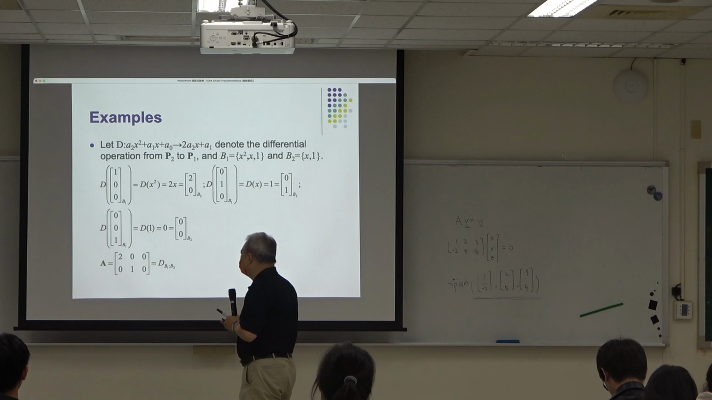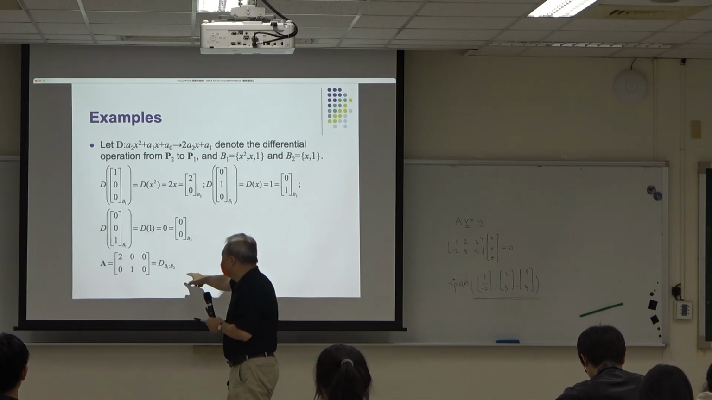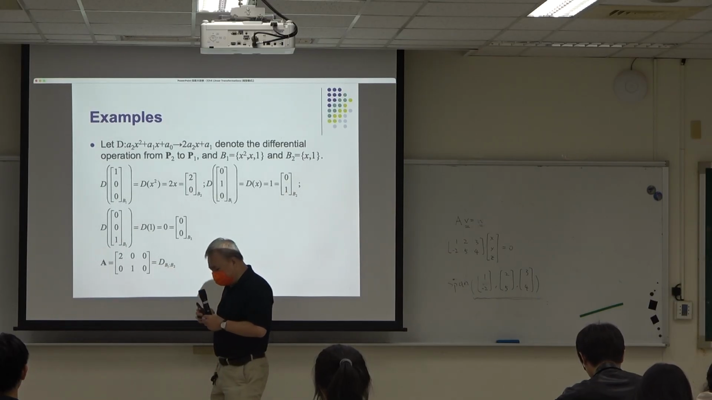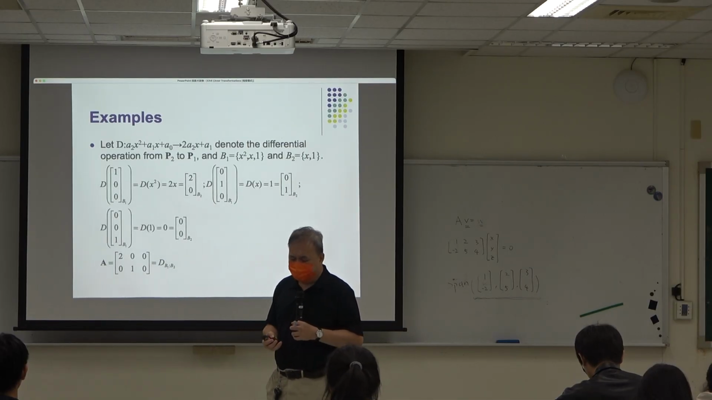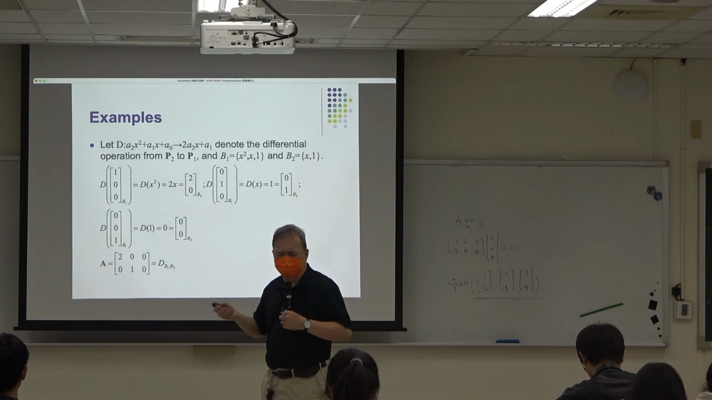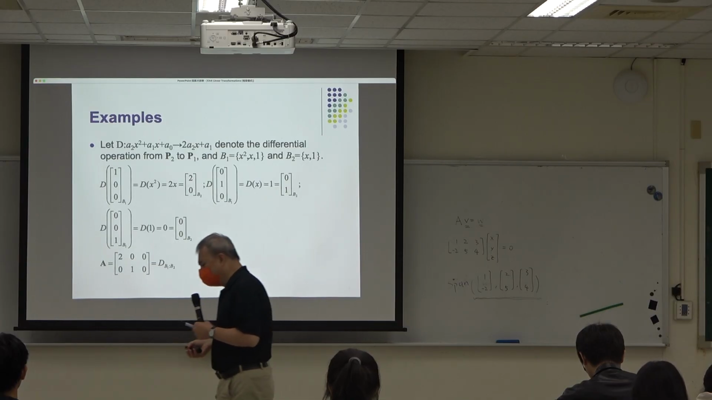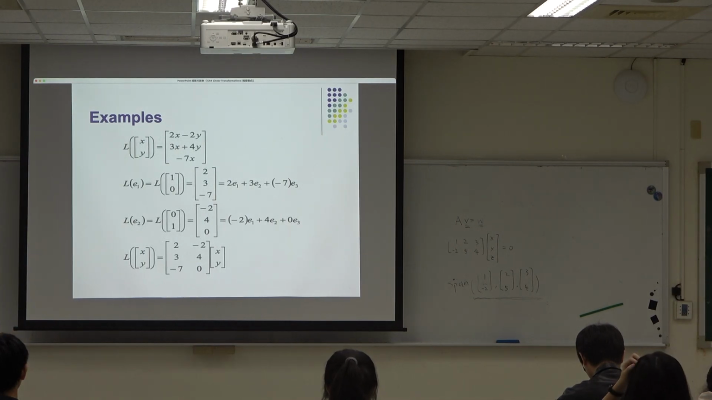From P1 to P2, okay, from P1 to P2. This differentiation is from the first basis, P1, to the second basis, P2. So it is represented like that. Okay? So the bases are different. Actually, we are talking about two different vector spaces, right? The first one is P2, the second one is P1. So they obviously have different bases. And how about this one?